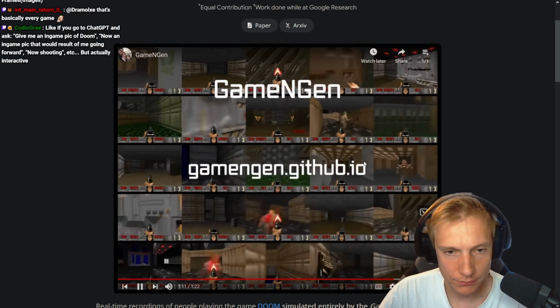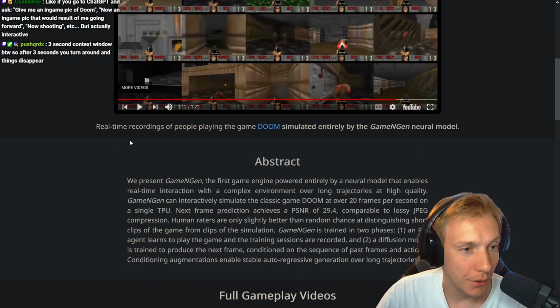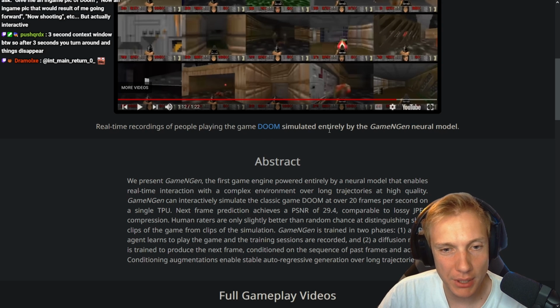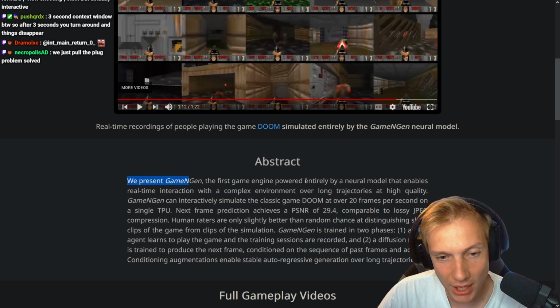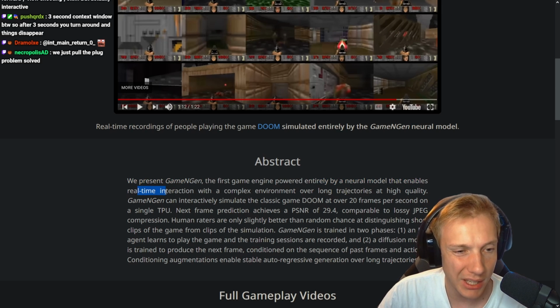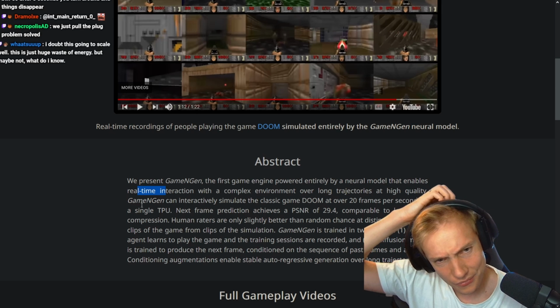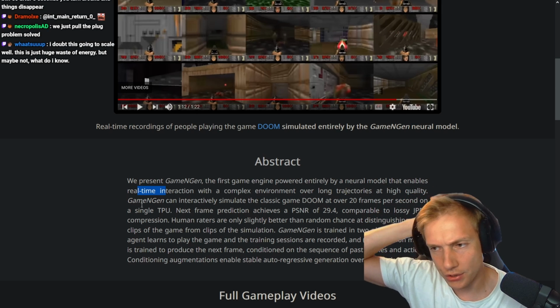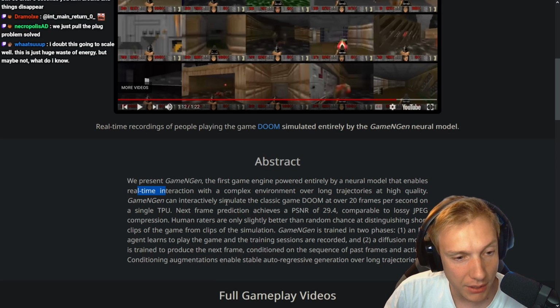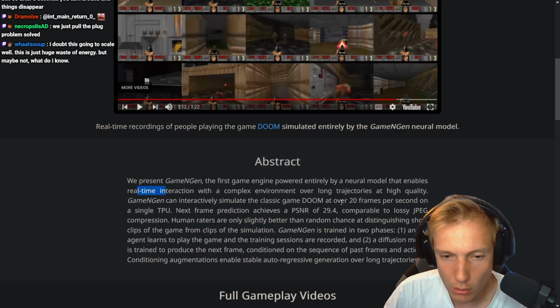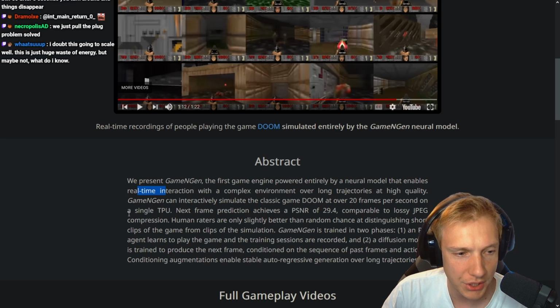Interesting, cool. All right. Real-time recordings of people playing Doom simulated entirely by the GameNGen neural model. Abstract: We present GameNGen, the first game engine powered entirely by a neural model that enables real-time interaction with a complex environment over long trajectories at high quality. I mean, yeah, but it's just images. It's not even like a real game, right? GameNGen can interactively simulate the classic game Doom over 20 frames per second on a single TPU.